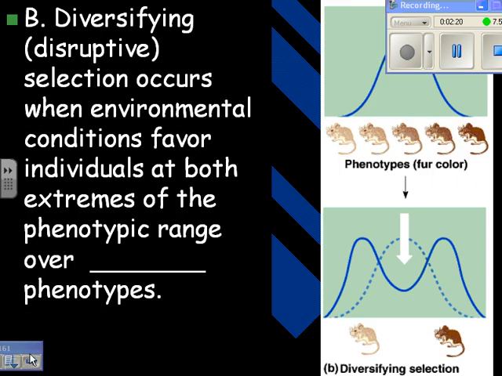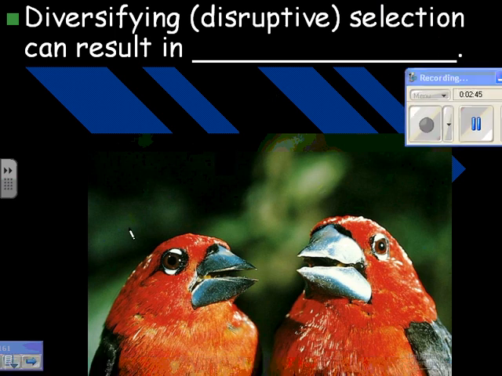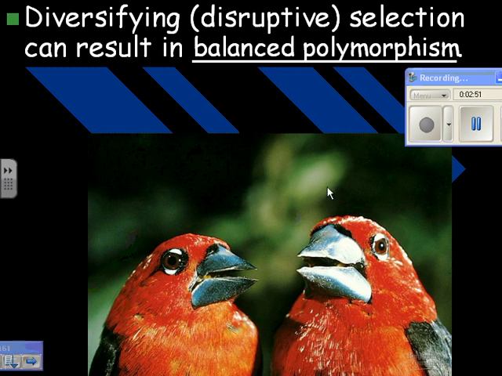The next one is called diversifying or disruptive. That means you have fewer of the regular most common one. So the most common one becomes less common and the ones on either extreme become more common. It occurs when environmental conditions favor individuals at both extremes of the phenotypic range over the intermediate phenotype. This is an example of diversifying or disruptive selection, and it can result in something called balanced polymorphism.